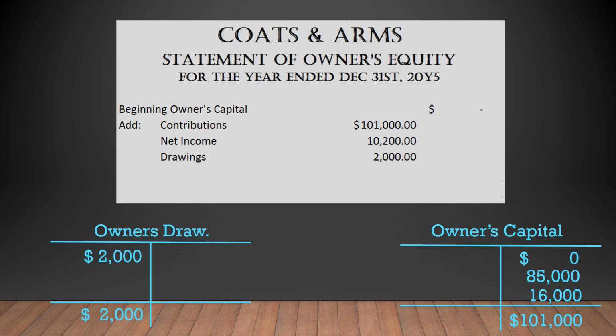Remember that credits represent increases in equity. Since owner's drawings has a debit balance, it represents a decrease, so it will be a deduction on the statement. We sum up our net increase or decrease, add that amount to our beginning owner's capital, and we have our ending amount.